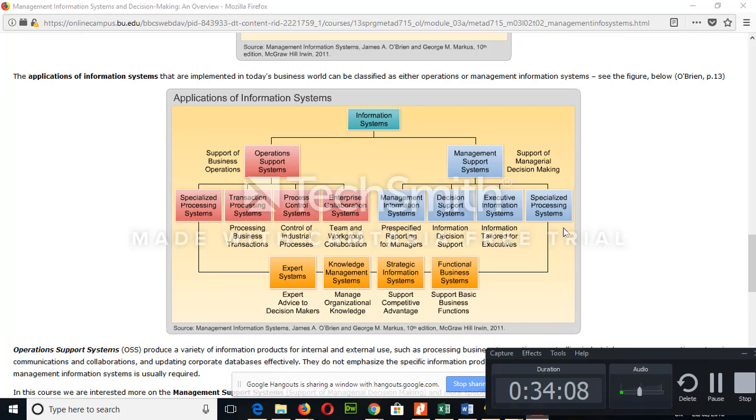Then specialized processing system. Again, we can have additional systems, what we call institutional intelligence, where we have an additional information system that takes data from specialized systems and analyzes them to support decision-making processes.